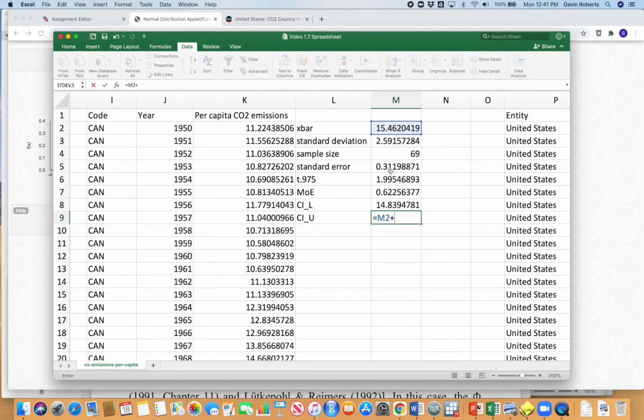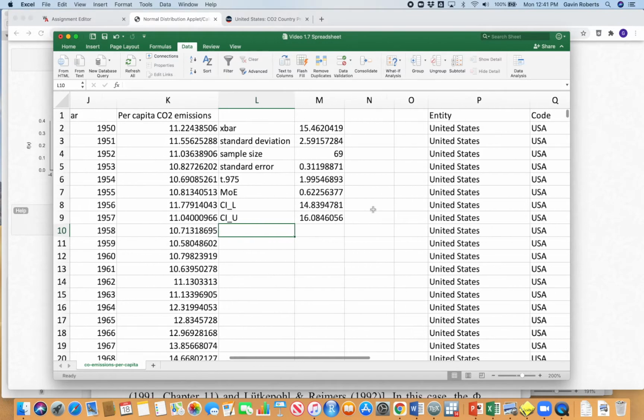Oops, no, not that number. This number. So what does this mean? This means that we are 95% confident that the true population mean CO2 emissions per person per year in Canada is between 14.8 and 16.08 tons approximately.